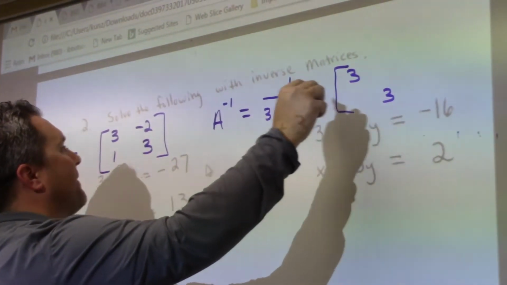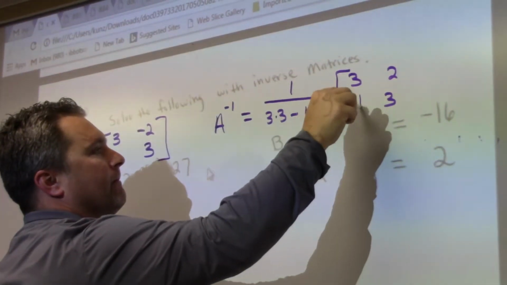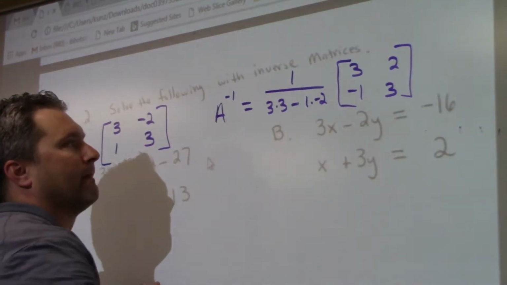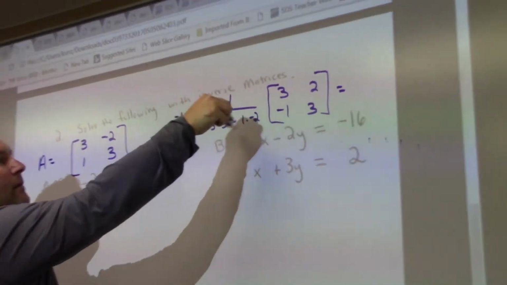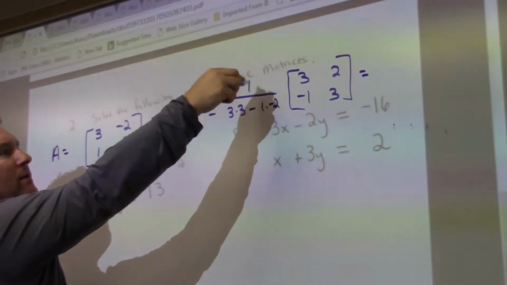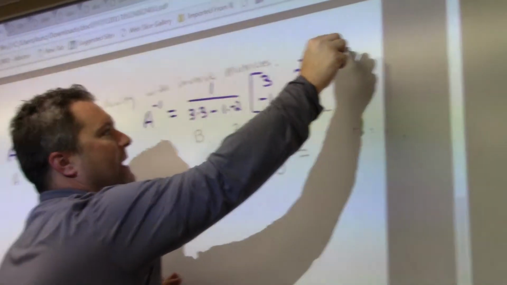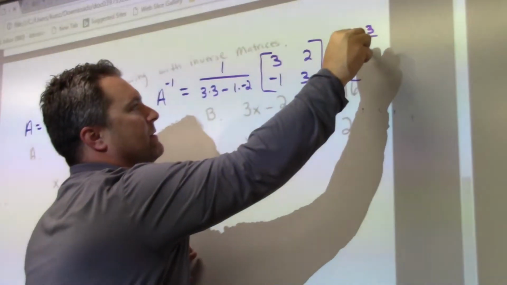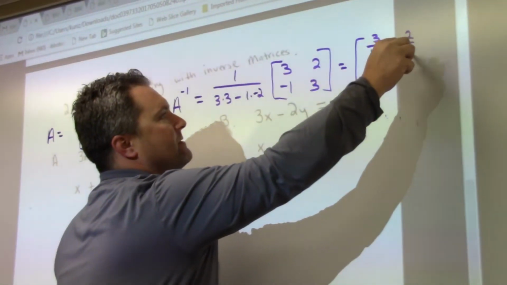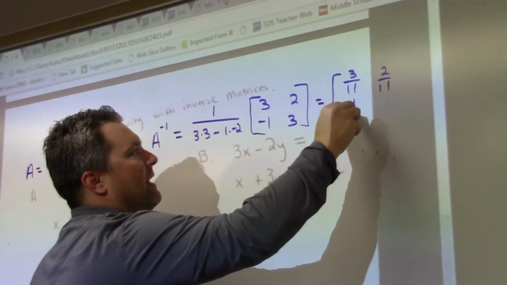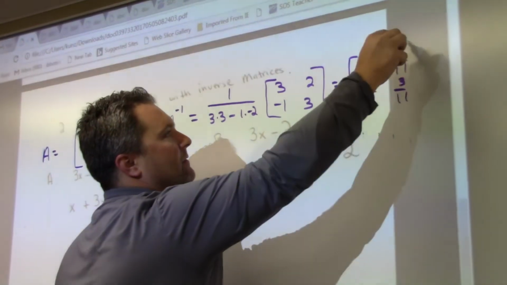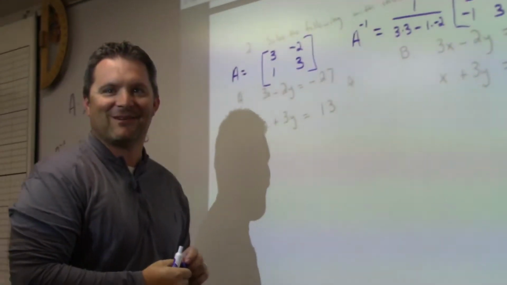Switching the DNA did nothing. So what are we getting here? 1/11th? Is that right? 1/11th? Yeah. So are you getting 3/11ths, 2/11ths, -1/11th, 3/11ths? Yep.